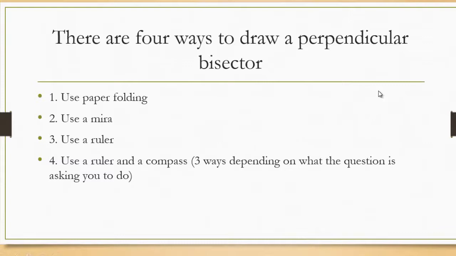There are 4 ways to draw a perpendicular bisector: paper folding, which we did last time; mirror, which we did last time; ruler, which is a little bit different; and ruler and a compass, which is, again, quite easy, just like last time. Coming up in a minute, I will show you all 4 ways to do this.